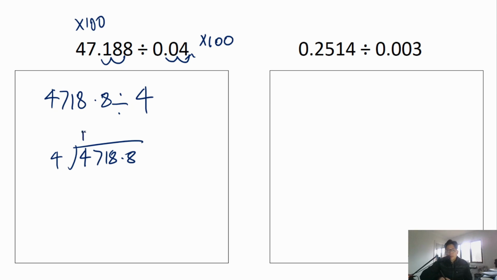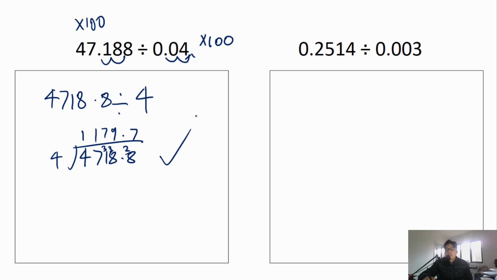4 goes into 4 once, 4 goes into 7 once, the remainder of 3. 4 goes into 31 7 times with the remainder of 3. 4 goes into 38 9 times, the remainder of 2. And 4 goes into 28 7 times. Decimal point right above, that gives us 1179.7. Once again, give yourself a tick if you got that correct.